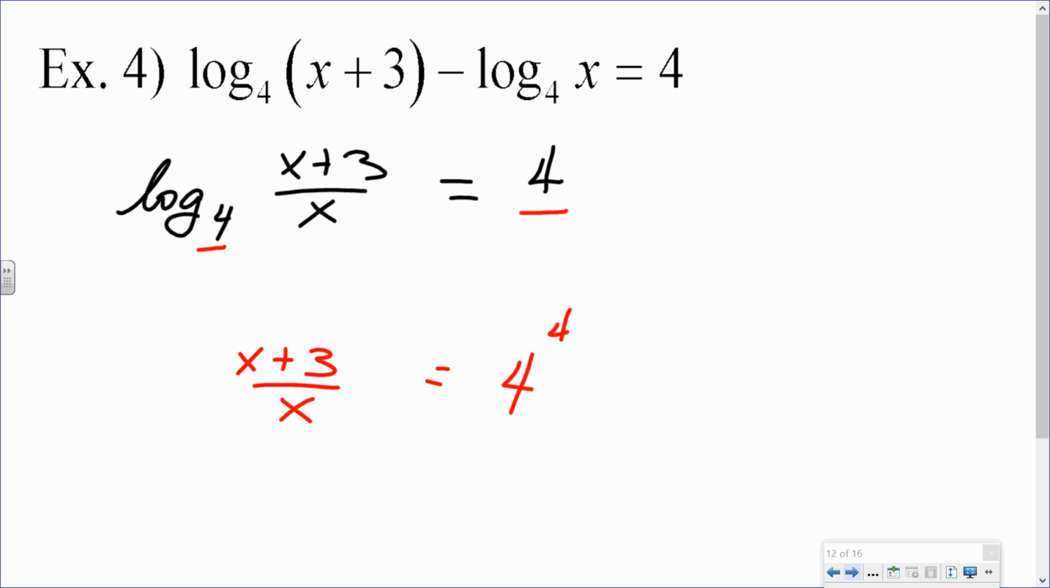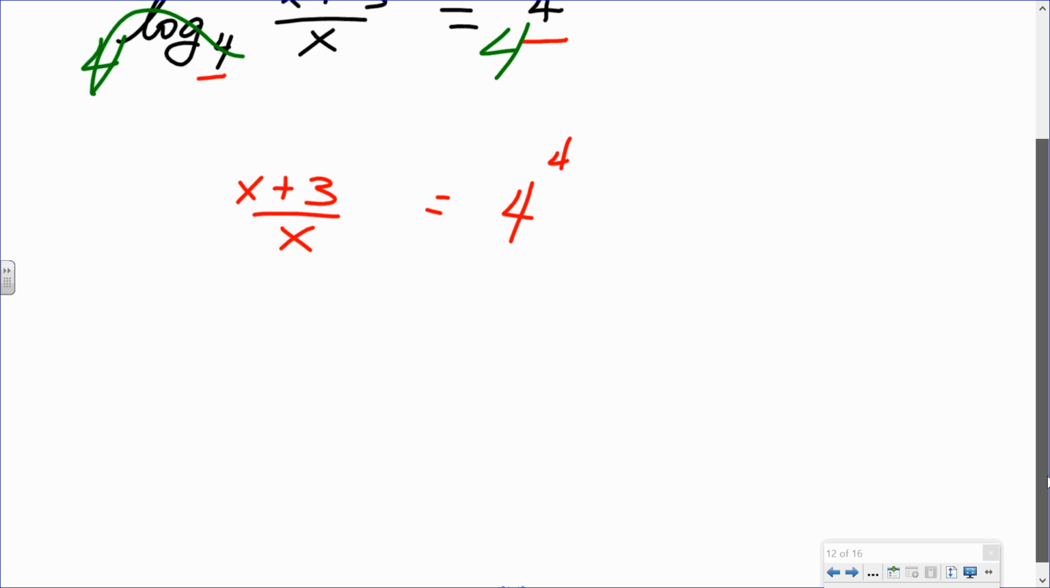Or, since I've got a log in there that I'm trying to get rid of, I can take the exponential on both sides. So this can be 4 to the log equals 4 to the 4. Here, the 4 and log 4 cancel out, and over there, I get 4 to the 4th. Same thing, either way of describing it. All right, what in the world is 4 to the 4th?